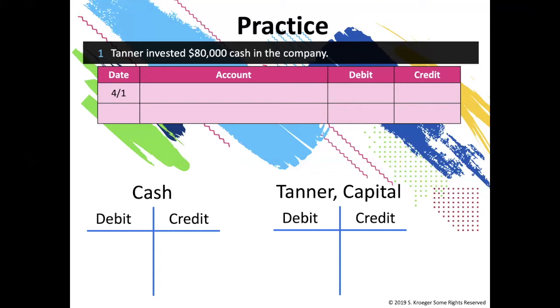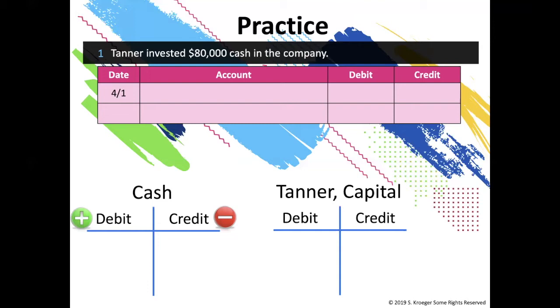Tanner Capital. That's their capital account. Remember, capital accounts are what the owner puts into the business. What type of an account is cash? Remember, cash is an asset account. Asset accounts increase on the debit side and decrease on the credit side.